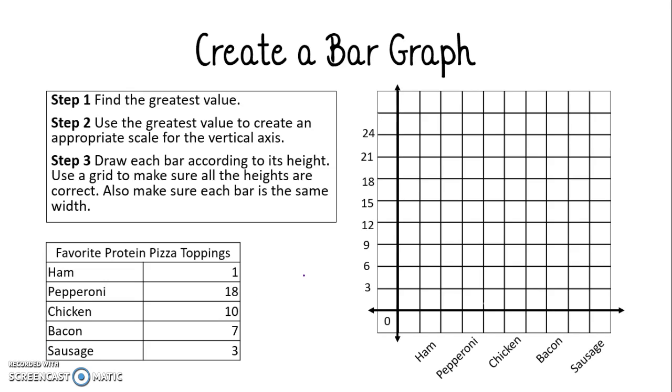So I created my axis. I labeled. Notice that these all go up in the same increments of 3s. And you can see I spaced out my categories at the bottom evenly. And then all I do is add in my bars. Ham, which is up to 1, pepperoni, which is up to 18, chicken, which is up to 10, bacon, which is up to 7, and sausage, which is up to 3. And here we can see that pepperoni is much more highly favored than most of the other toppings.